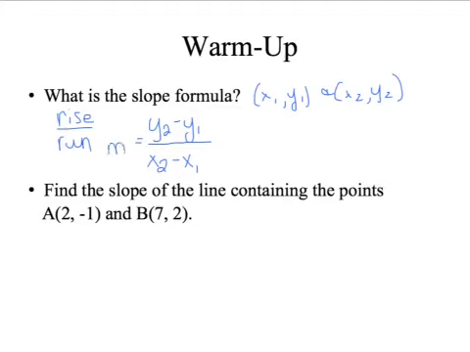So let's go ahead and practice this formula. We have 2 points, 2, -1, and 7, 2. If you would like, you can label your points x1, y1, x2, y2. So if I'm going to calculate the slope between the points A, B, I'm going to do y2 minus y1. So 2 minus -1. And I'm going to do x's in the same order. 7 minus 2.